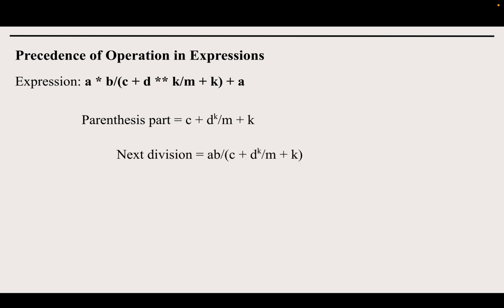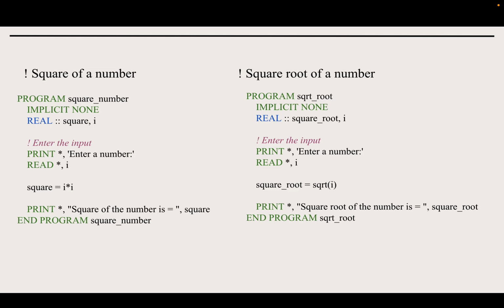Next is the division part. The division part comprises a b divided by c, that is the bracketed part. And the next part is the addition. So this way we have to go forward. First we have to solve parenthesis, then division, then addition, and so on. So let's go. Here I have listed only two very simple examples.